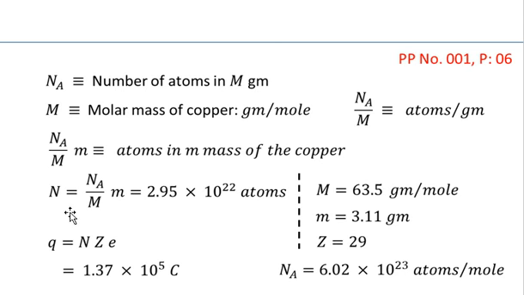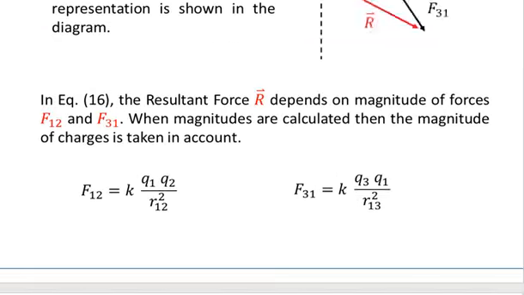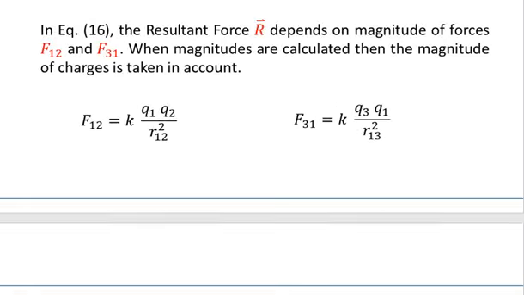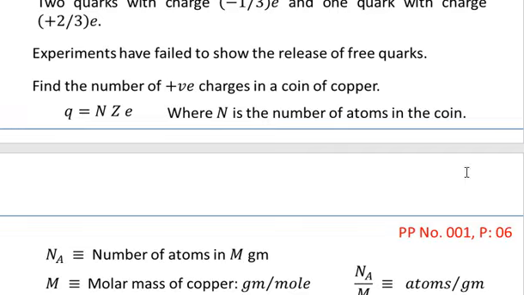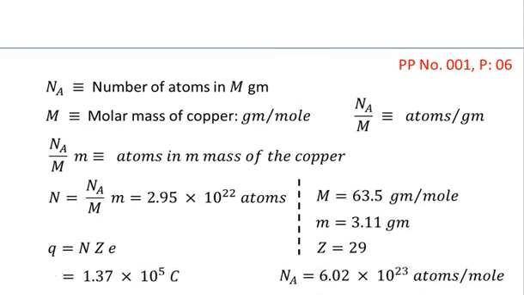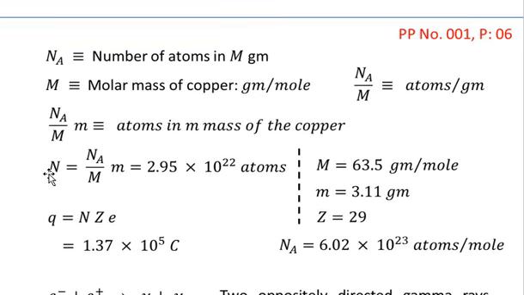And we can represent this quantity as capital N, because I have used capital N in this equation, Q is equal to capital N into Z into E, where capital N is the total number of atoms in the copper coin. And this is what I have determined in this expression. That is, capital N is equal to Na over capital M multiplied by small m.